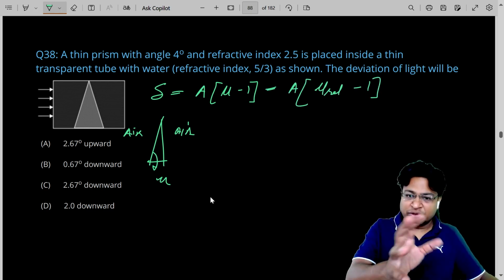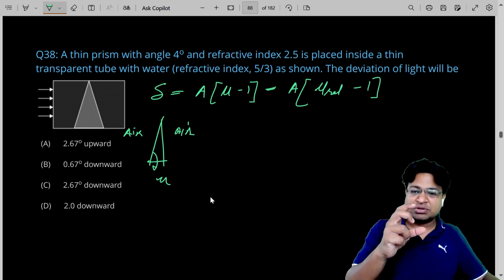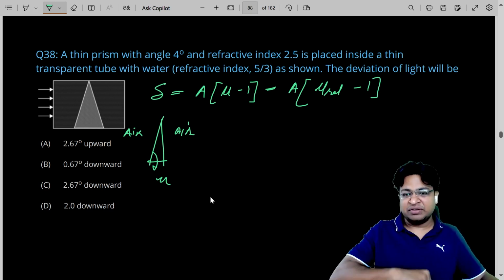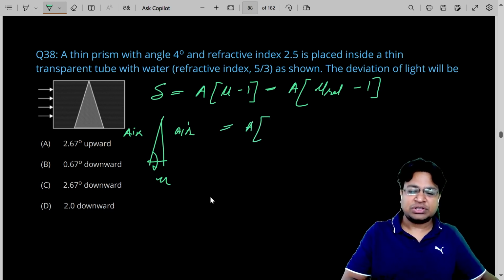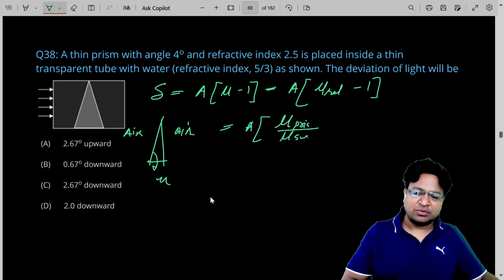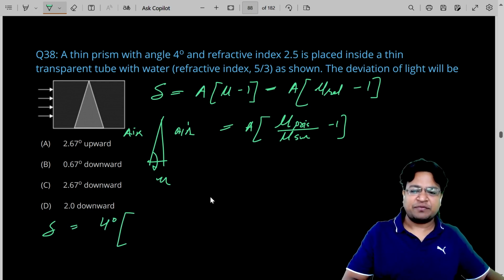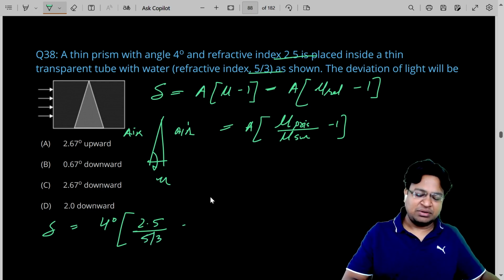Now, what is mu relative? Don't take the difference of the two refractive indices. In terms of refractive indices, relative means dividing by the refractive index of the surrounding. So here, what you should do is take the refractive index of the prism divided by the refractive index of the surrounding, minus 1. That will give you the deviation. So let's finish the calculation. The prism angle is 4 degrees. The refractive index of the prism is given to be 2.5. The surrounding is 5 by 3, so 2.5 divided by 5 by 3, minus 1. How much does that become?